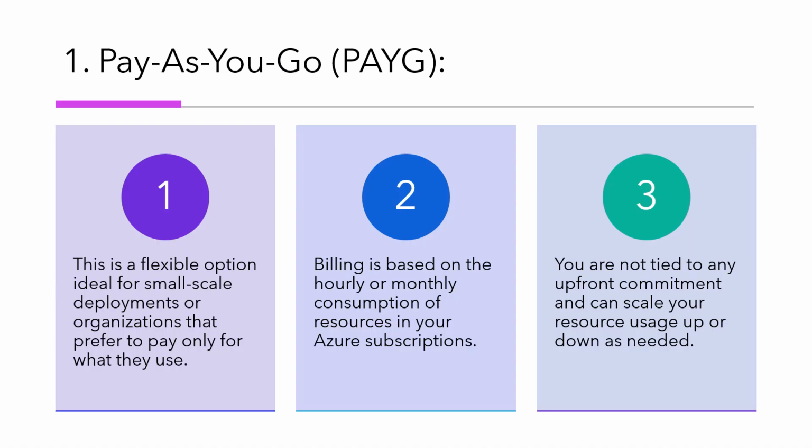First one is pay as you go, that is pay only for those resources which you are using, or you can say that pay only for whatever you are using. And the billing is based on the monthly or hourly consumption of resources. Okay, this billing option is ideal for small scale deployments and organizations.